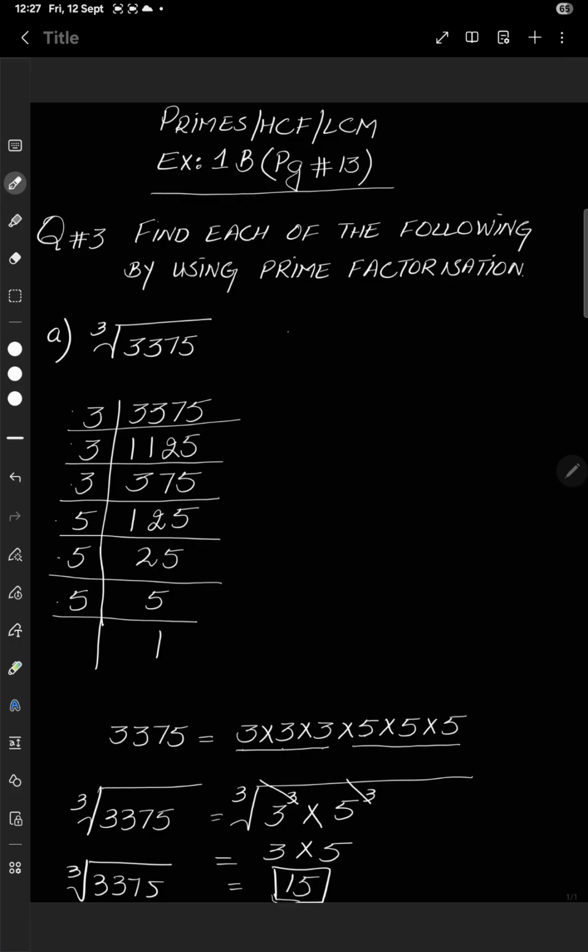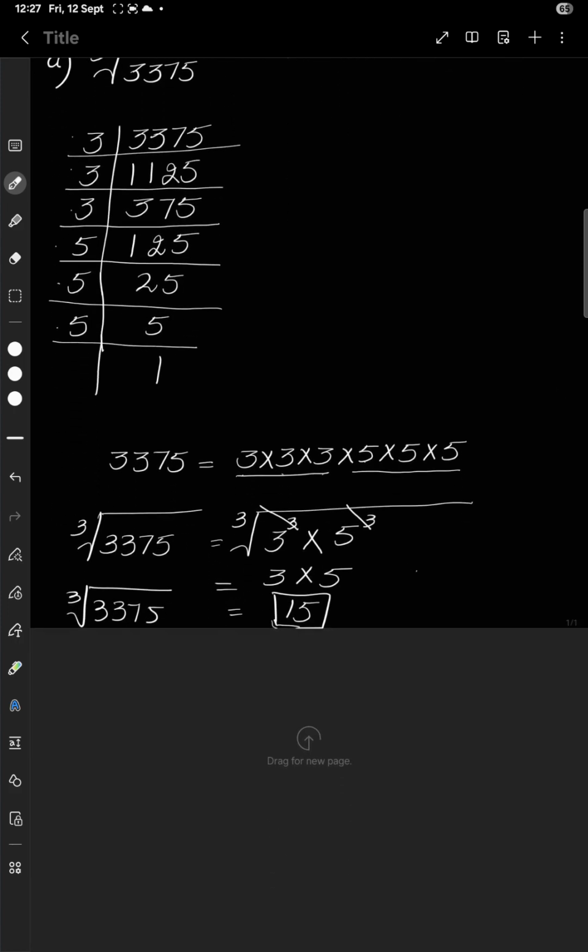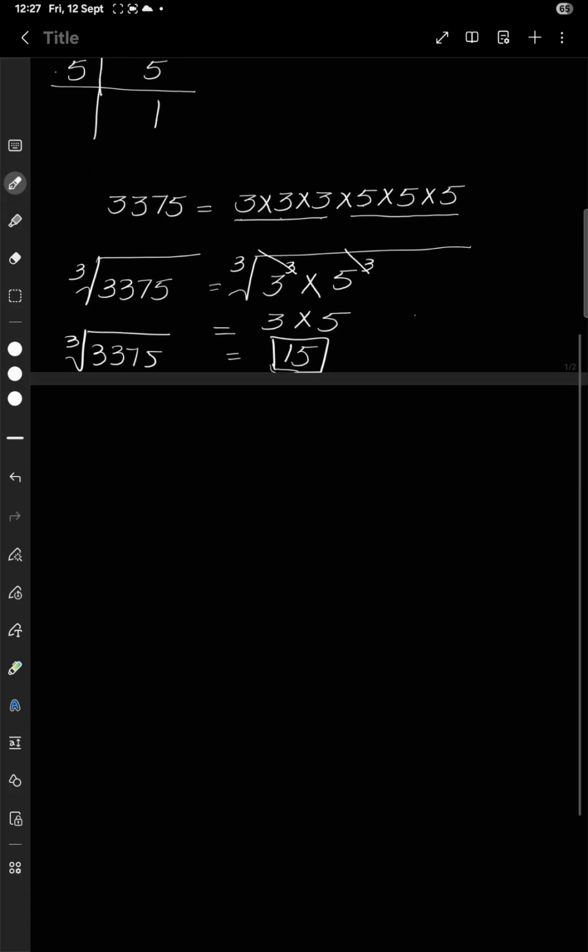This is it. As I told you earlier, it is the cube root of 15, but in this case we are doing prime factorization, and after that we are finding the cube root. So this is the right way of finding the cube root of the number 3375. Let's move to the B part of this question.